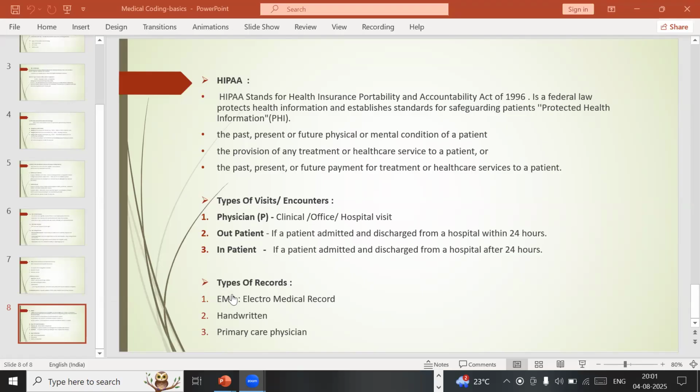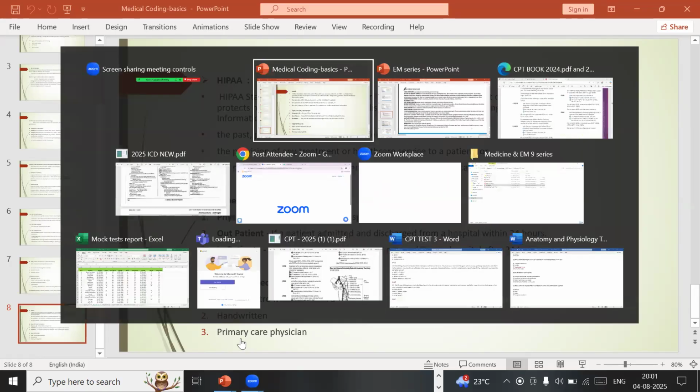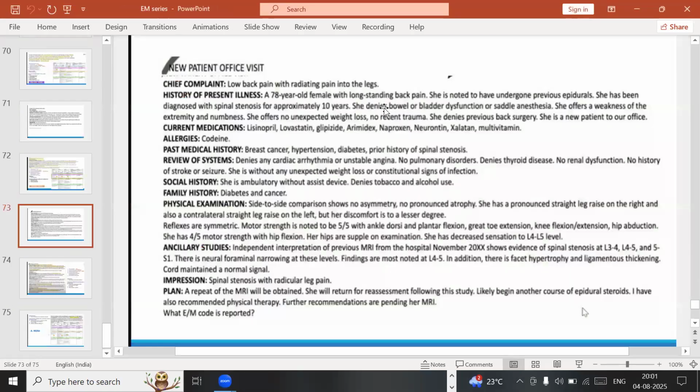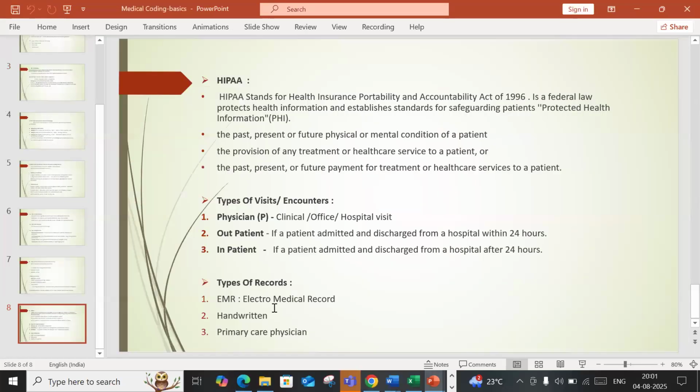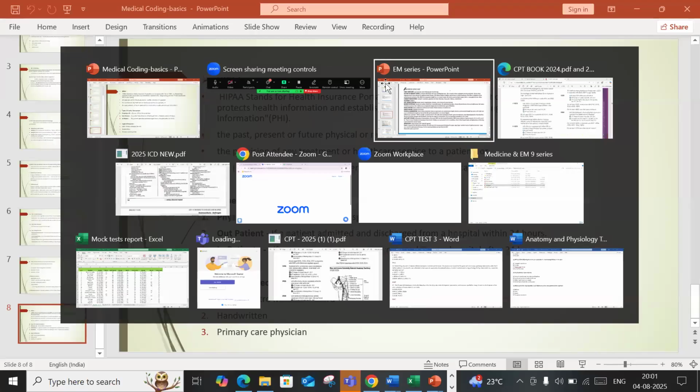Next, types of records. Records are nothing but medical records. So EMR record, handwritten record, and primary care physician record. This is an example of an EMR record, so the format will be like this. In EMR record, what is the abbreviation? Electronic medical record. So in this format, we will get EMR.